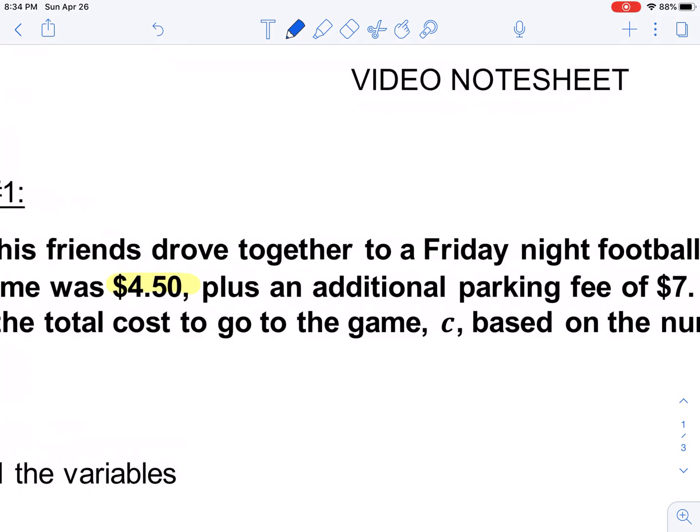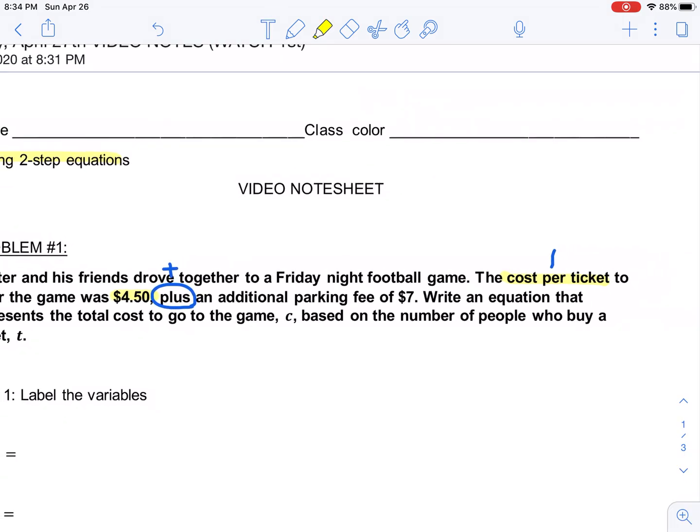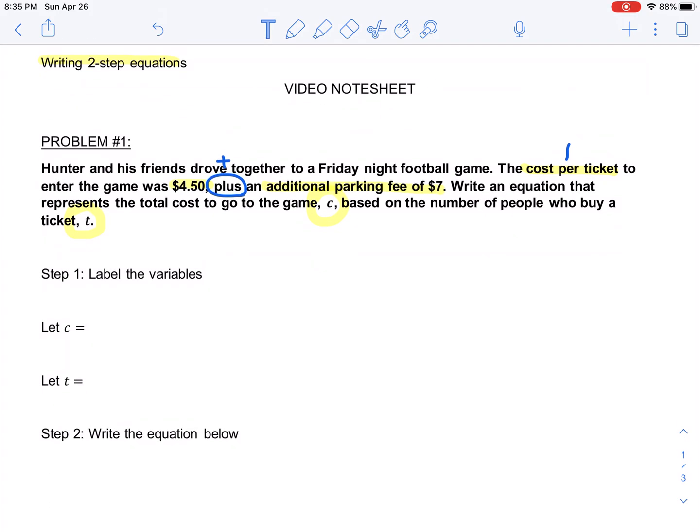Plus, okay, that gives me a huge keyword. Plus I know means to add. So plus an additional parking fee of $7. Write an equation that represents the total cost to go to the game, C. All right, there's one variable. Based on the number of people who buy a ticket, T. There's my other variable. Very similar to last week, Miss Henderson went over this in her video.